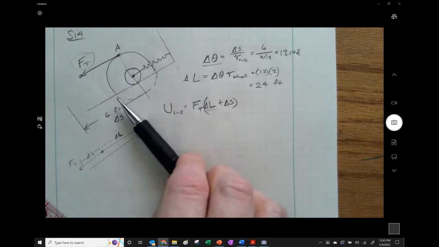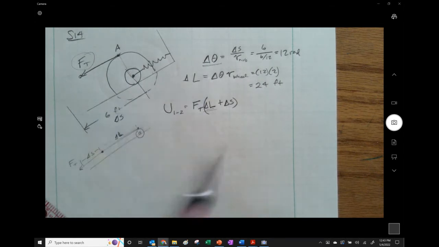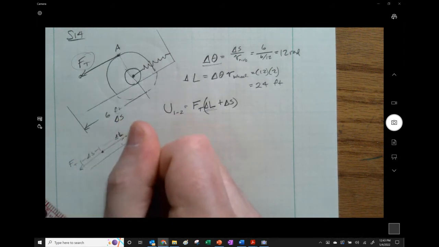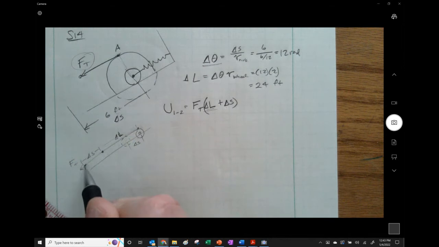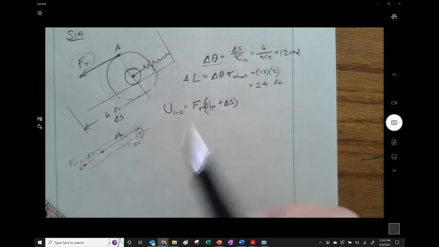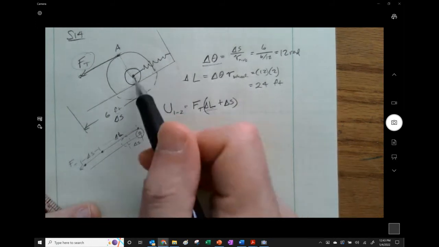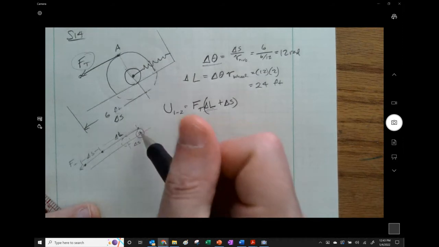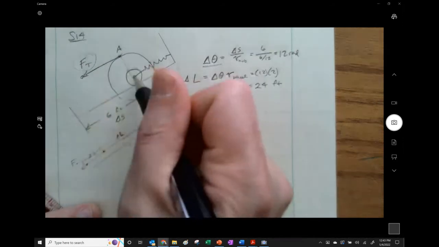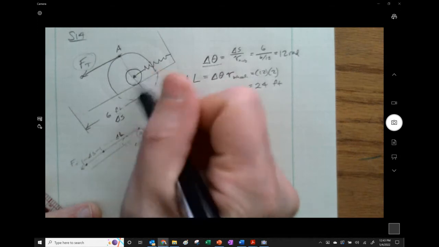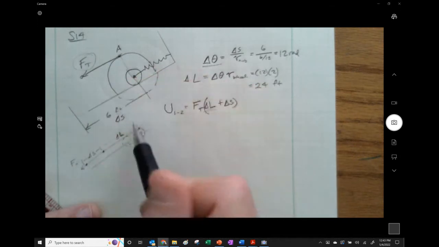But this thing has also moved down delta S, right? Wouldn't delta S include delta L? So we'd have to subtract delta L from delta S? I don't think so, but I'm almost like telling a story, right? So that I give a what if this thing was fixed somehow, like right here. So it rotated 12 radians without moving down the slope.